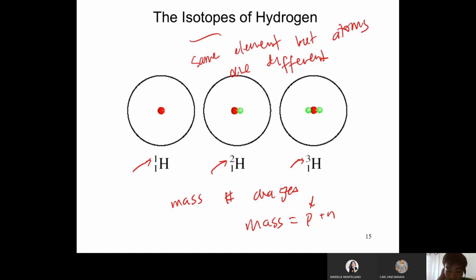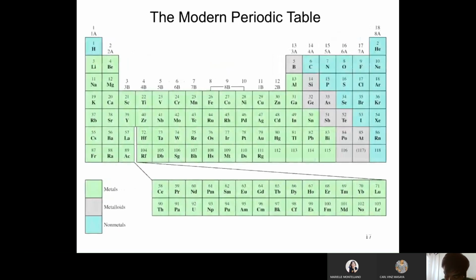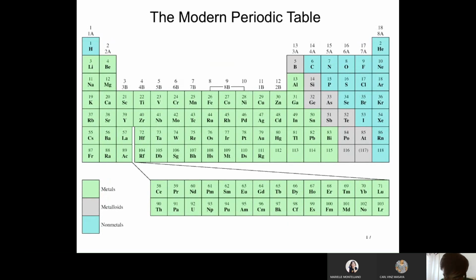Okay. So yun lang yung gusto natin maalala. May isotopes, same element but different atoms or different atomic mass, di ba? So yun lang. Okay, then ito na yung ating periodic table ngayon. Yung history nito sa next chapter na, yung sa about periodicity and stuff.